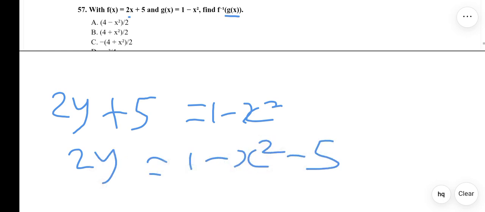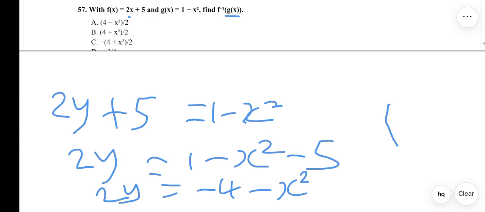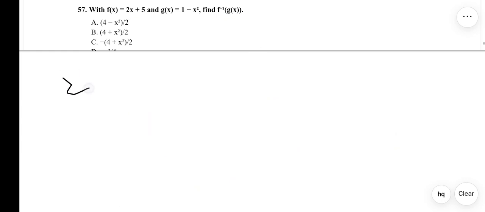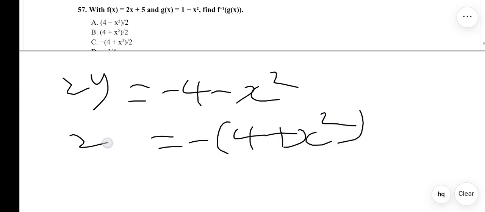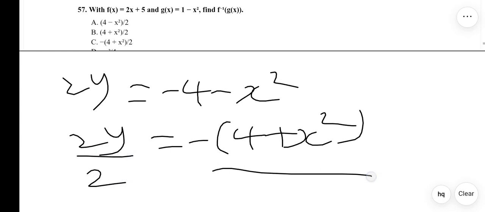So 1 minus 5 is going to give me minus 4. So that will be minus 4 minus x squared is equal to 2y, right? So with this now, let me write that: 2y is equal to minus 4 minus x squared. So minus is common here, this one remains 4, this one will be plus x squared, then is equal to 2y, then I will divide both sides by 2.